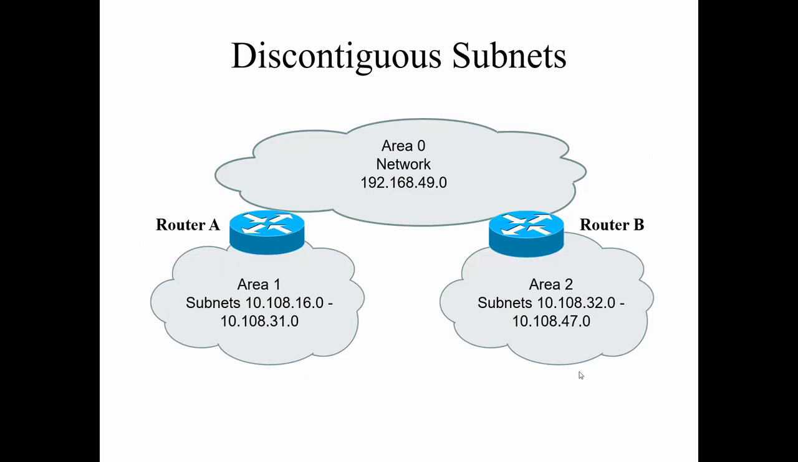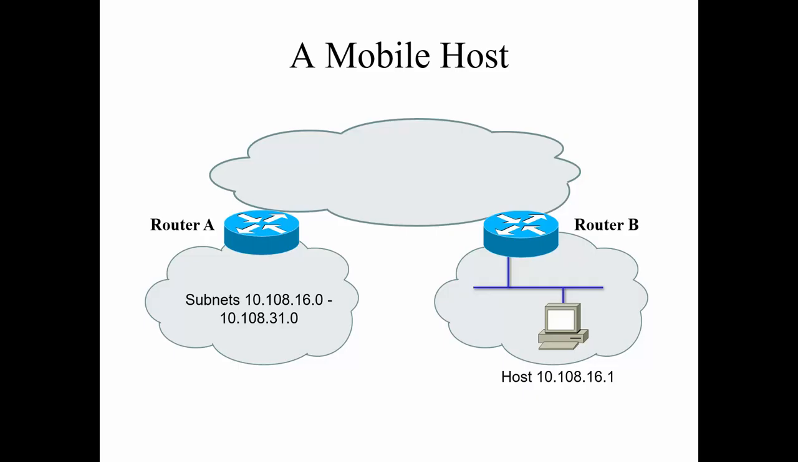What about networks that aren't contiguous? Here is 10.108.16.0 through 31. Here is a completely different network. How do we go from this network to the other network? Our routers have to have a routing table, and they have to know the routes or the pathways to the other addresses. That's how the router will learn the addresses, and it will forward the route based off the appropriate decision through the network. Mobile host, same thing. It will go through the internet, and that's what we'll have.